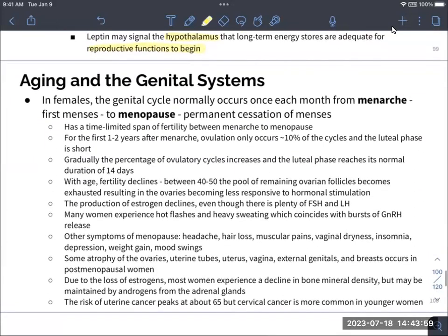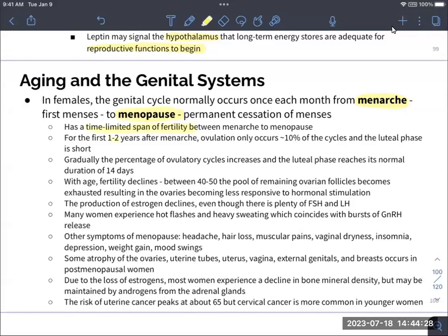In females, the genital cycle occurs each month from menarche. Menarche is the very first menstrual cycle. From menarche all the way through until menopause, when there is no more menstrual cycle happening, the female reproductive system has a time span of fertility.